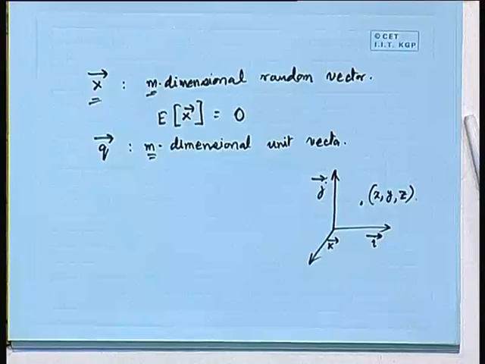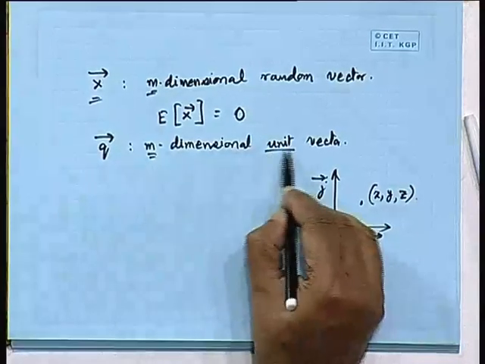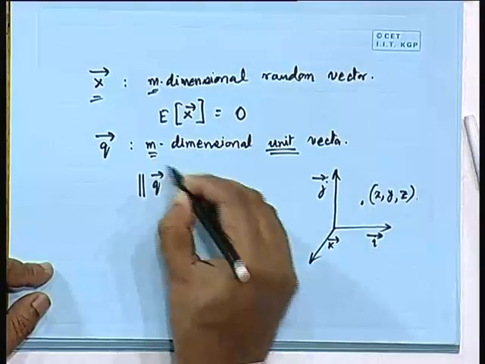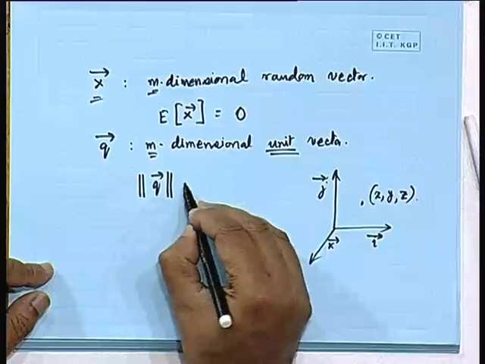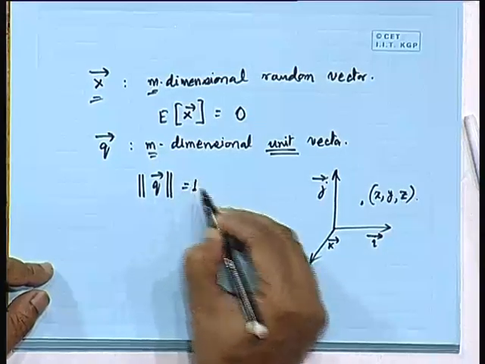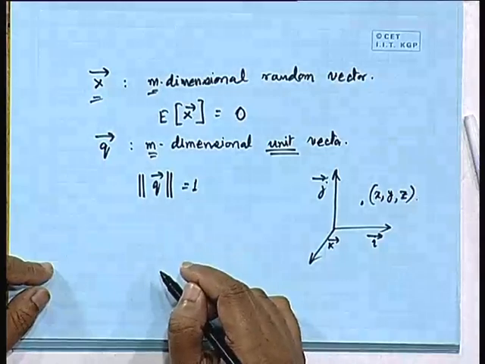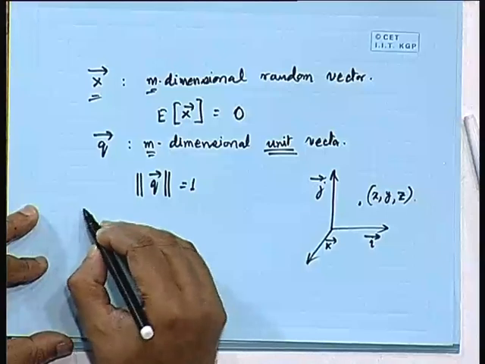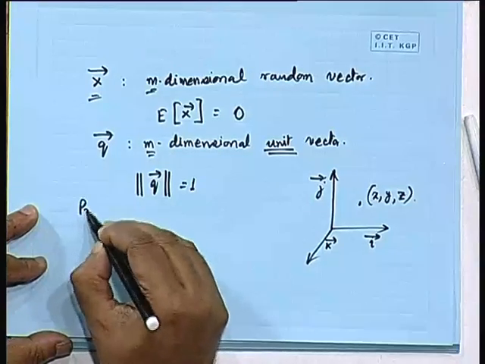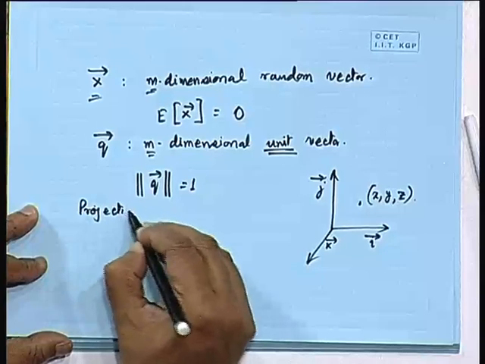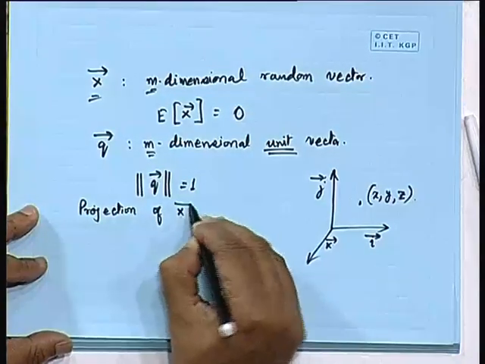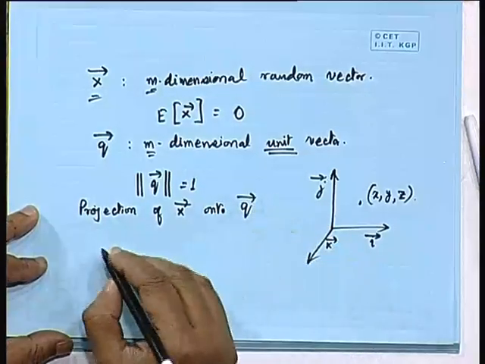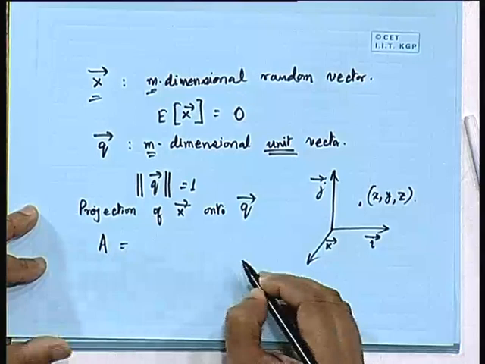Because it is a unit vector, one property that we must have is that the Euclidean norm of this q vector should be equal to 1. This is a unit vector. So, now what we can represent is the projection when we consider the projection of the x vector onto q. If we are going to write that, let us say A is the projection, what will be the projection?